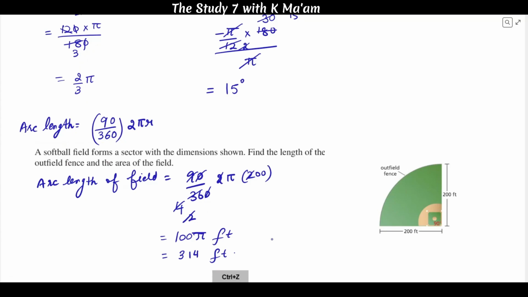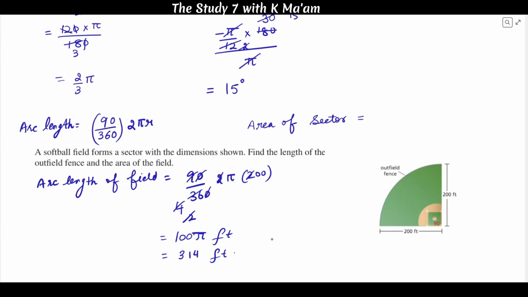It's not a complete circle. So it is some fraction of the circle. Half of the circle, 1/4 of the circle, like that. It's a fraction of a circle. So that is known as a sector. So I will say area of sector.